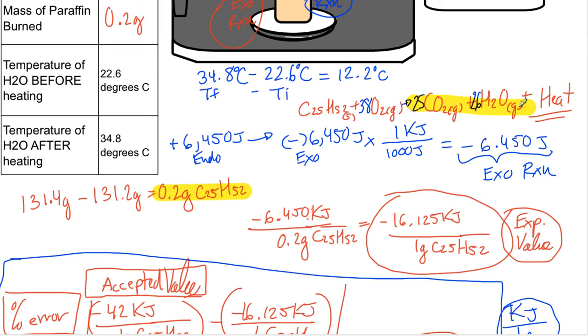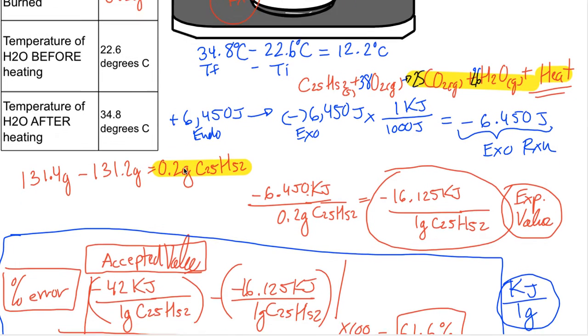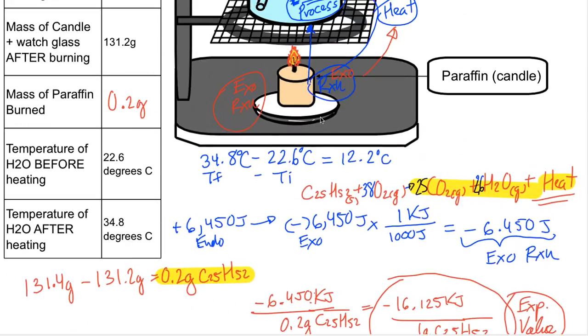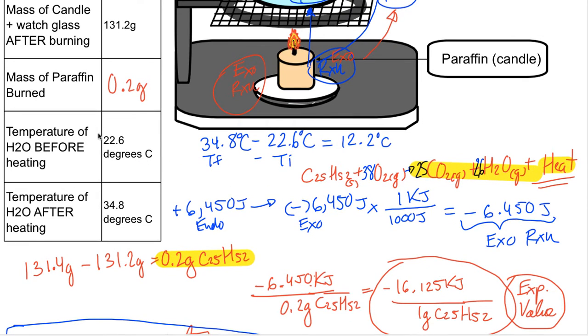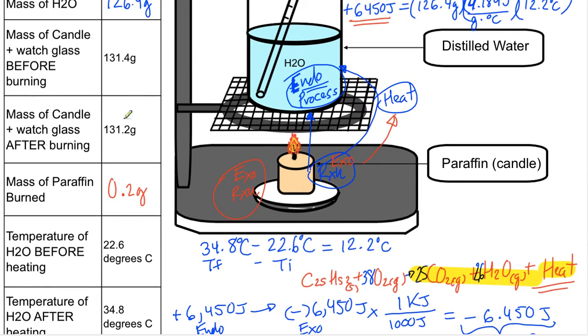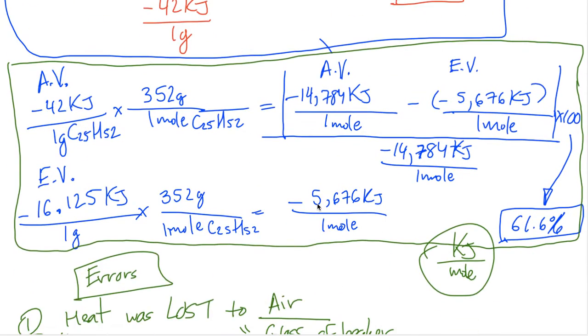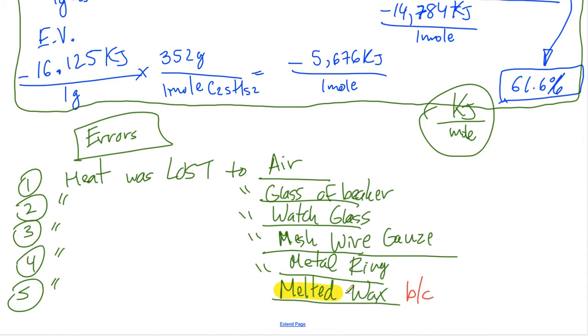It was turned into CO2 and H2O. And it also turned into heat, right? But what about the melted wax? The melted wax was kind of caught on this watch glass. That's why we measured it with the watch glass before and after. So what we're doing here is we're saying some of it, the melted wax, it went through a process.